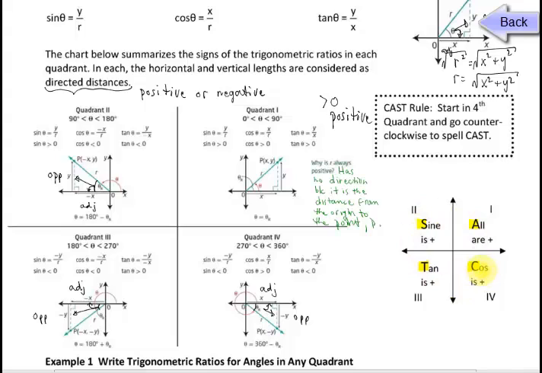C means that cosine is the only trig ratio that's positive in the fourth quadrant. A stands for all, which means that all of your trig ratios are positive in the first quadrant. S stands for sine, which means that sine is the only positive trig ratio in the second quadrant. And T stands for tan, which means tangent is the only trig ratio that is positive in the third quadrant. Okay, so that ends our discussion for our introduction.